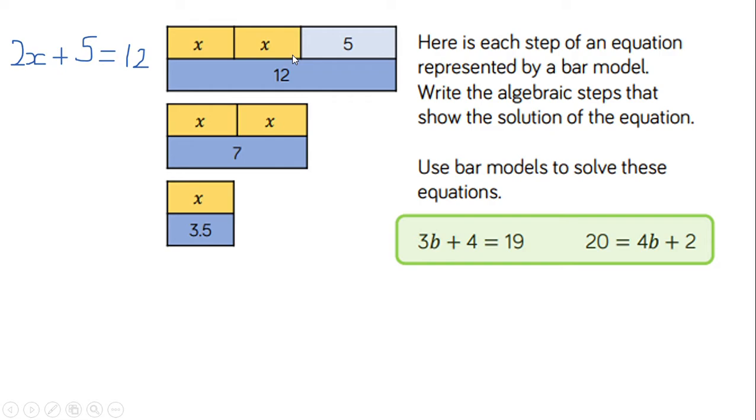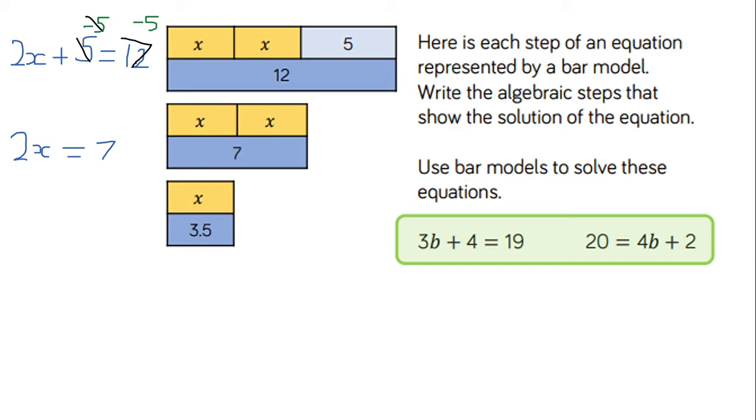Okay, now what's happened here is they've got rid of the 5. So we've taken 5 away from both parts of the equation. This is one side of the equation, this is the other side of the equation. We've taken the 5 away from both sides, and that's left us with 7, as you can see here. So then 2x equals 7.